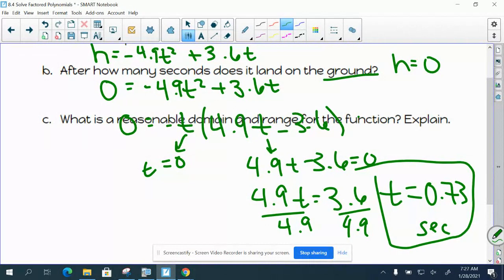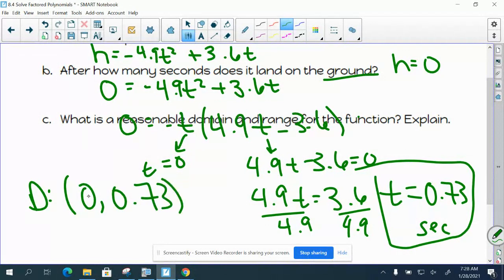So what is a reasonable domain and range for the function? So for the domain, you would say between 0 and 0.73 because that's the amount of time it takes to start and then reach the ground. And then for the range, let's consult our calculator for this question. Well, actually, yes. So for the range, it starts at 0 because that's the ground. It can't be negative.